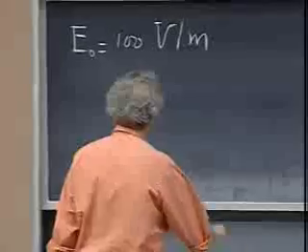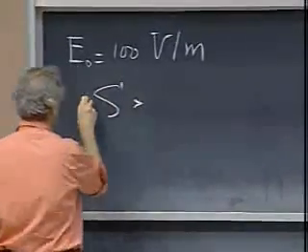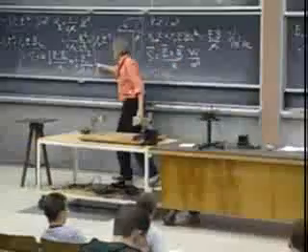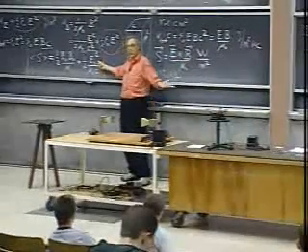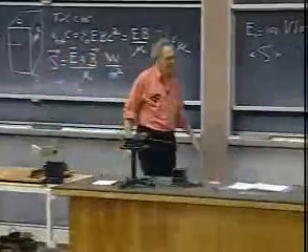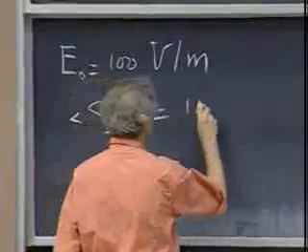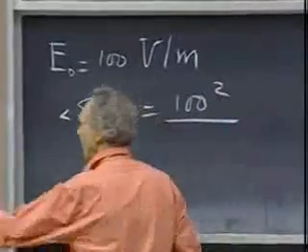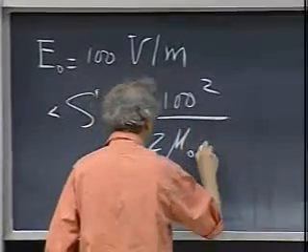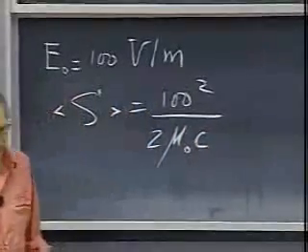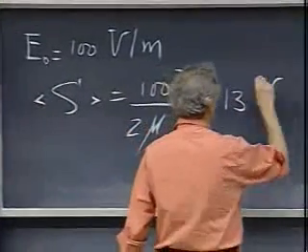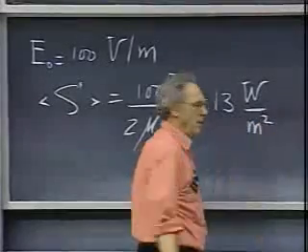And so the average value for the Poynting vector, I can pick this equation. E0 is 100. I know mu 0, I know C, so I can calculate what it is. It's 100 squared divided by 2 divided by mu 0 divided by C. And when I do that, I find that this is 13 watts per square meter.